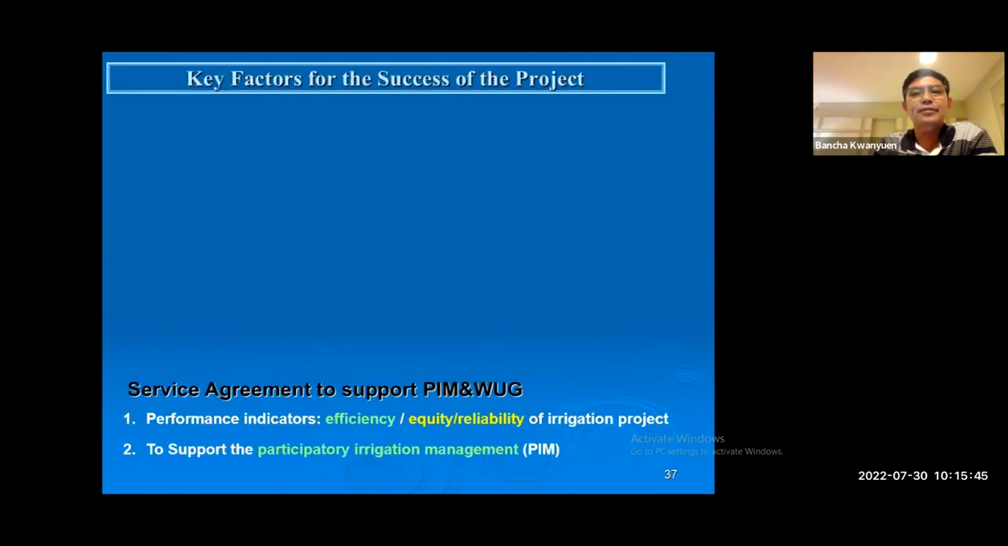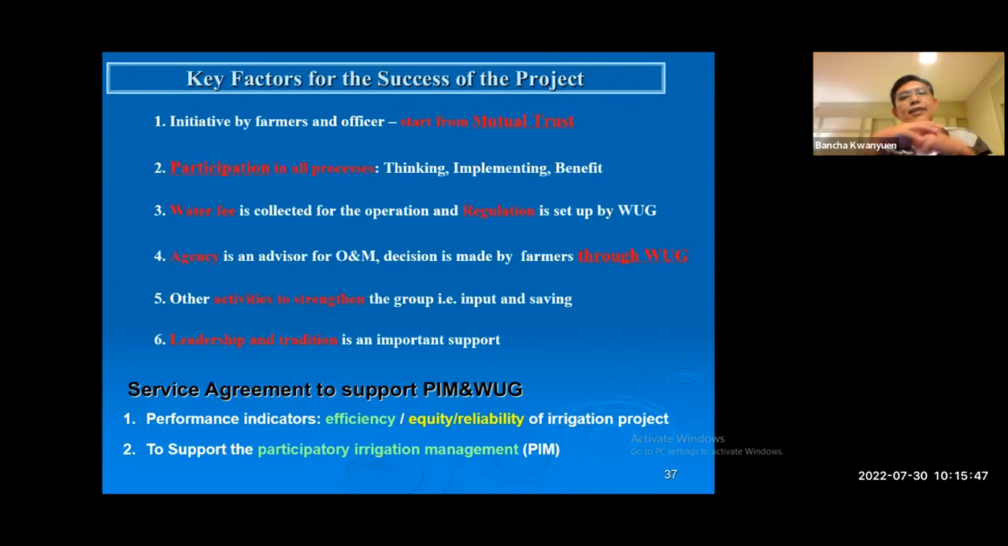Okay, on this final here, I would say the key factor for the success of the project, by using this PIM and water user group, first of all, we need to build the trust between farmer and officer, especially farmers have to trust the officer. If they trust each other, things will be easy. They know that you are sincere, that we will try to help and work together.